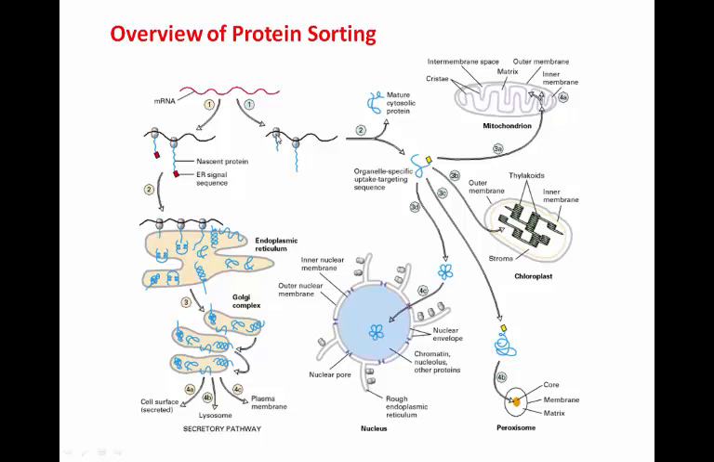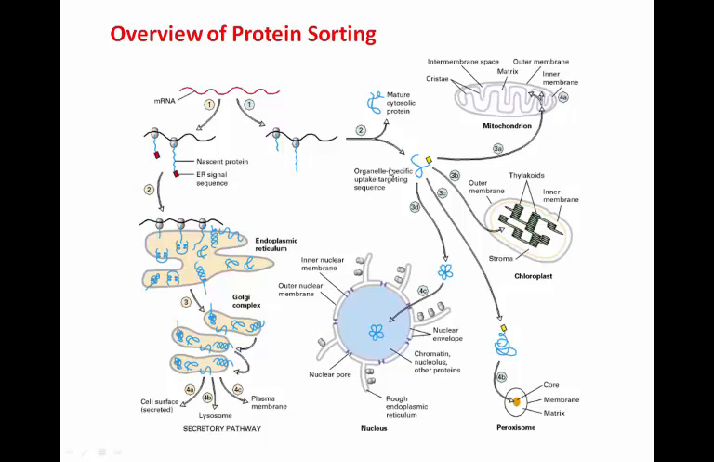Freestanding mRNAs that are being translated in the cytosol. We can make cytosolic proteins. For instance, most of the enzymes of glycolysis are cytosolic proteins. So we synthesize the polypeptide chain, it folds, and then the protein is functional in the cytosol.